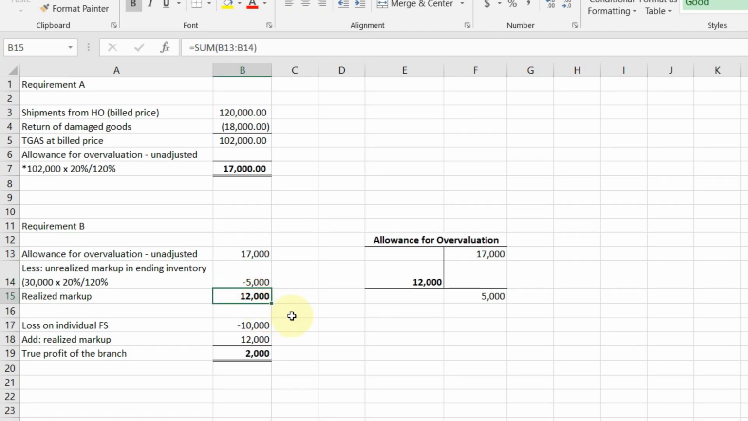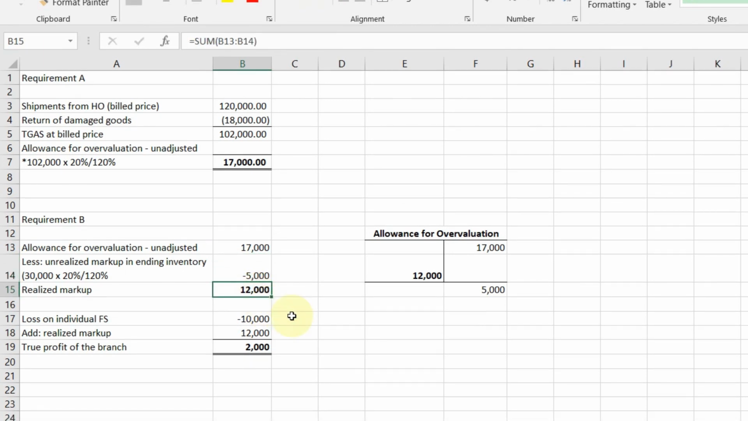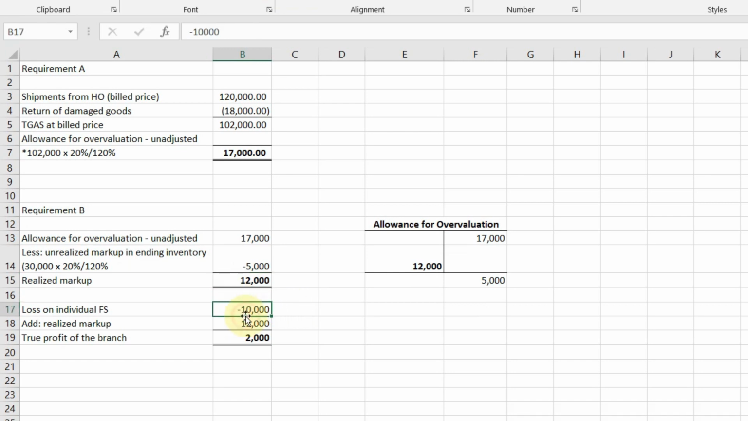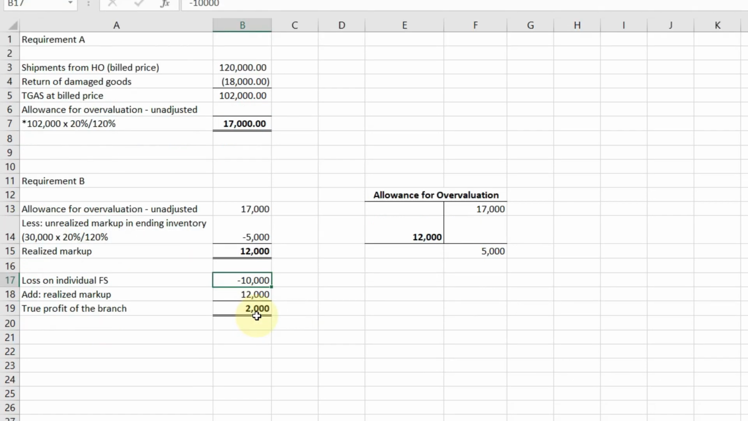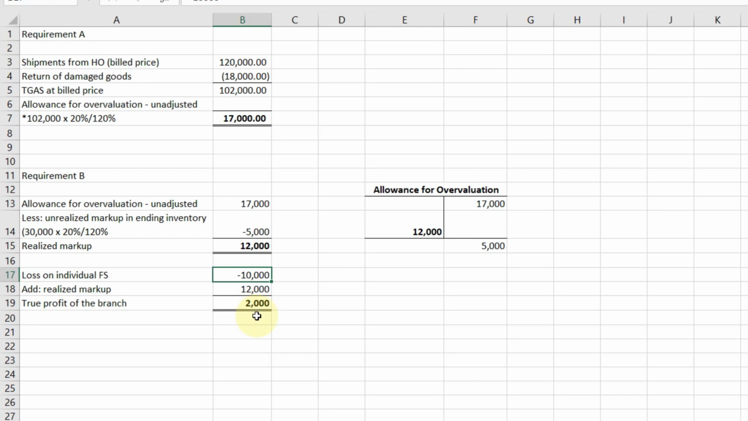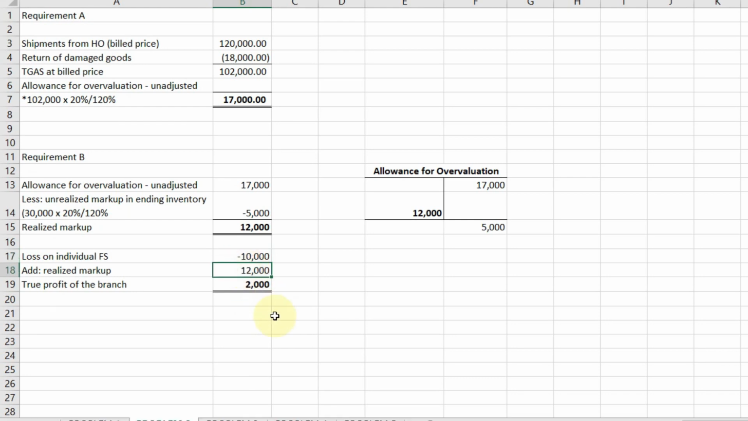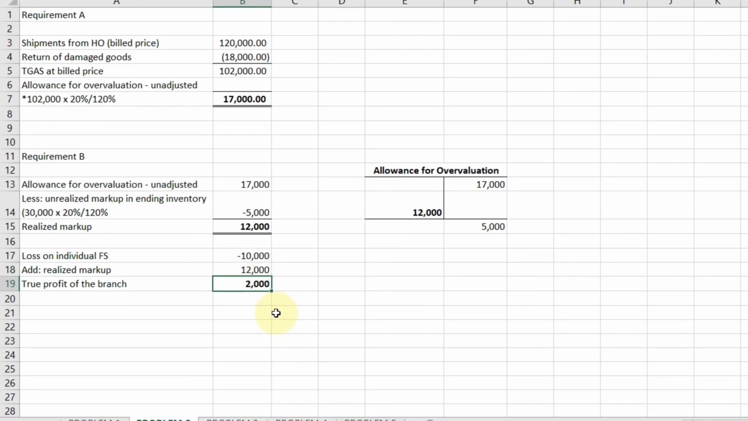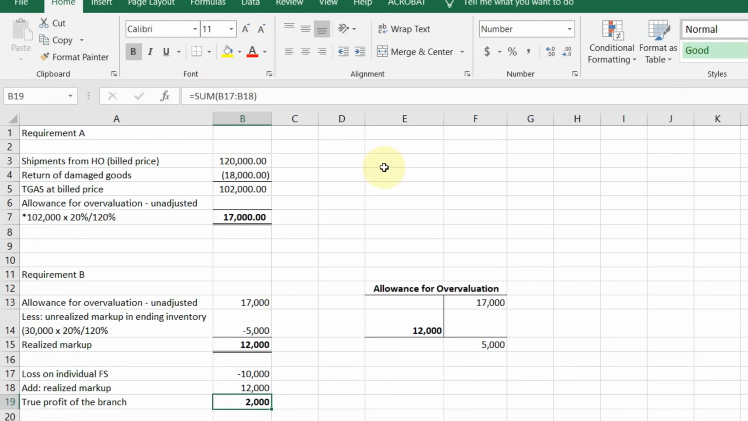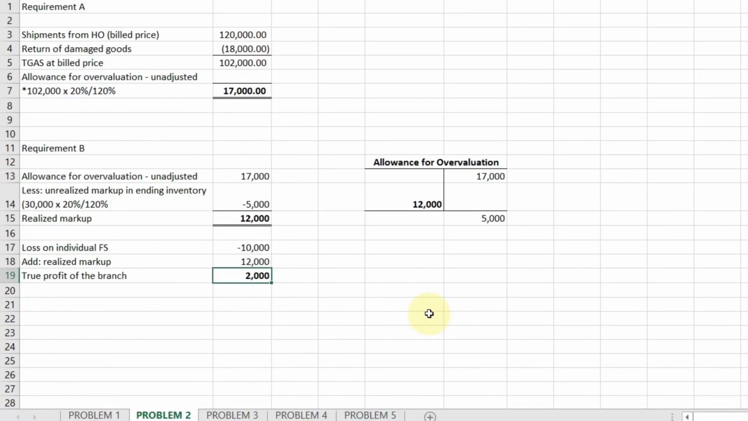Okay? Now, how do we get the true profit? Meron daw loss sa individual FS ni branch na 10,000. Okay, negative kasi loss. Okay, you just add the realized markup as we usually do. So, meron talaga siyang true profit na 2,000. Okay, alam ba to ni branch? Hindi. Si HO lang may alam. Okay, so, ganun lang. Okay, easy peasy for problem 2. Okay, let's now go to problem 3.